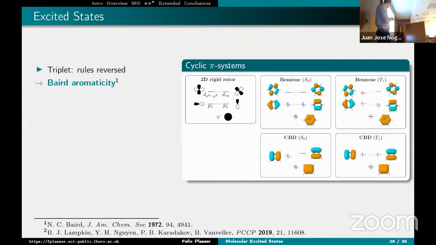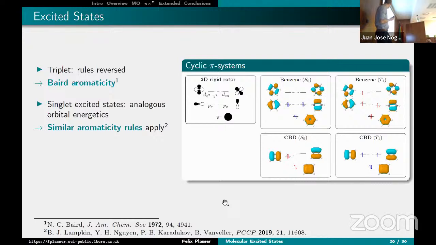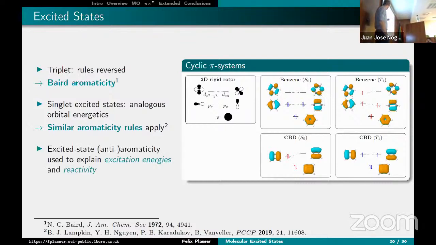So that counts for triplets originally, that's Baird aromaticity, but the same rules also apply for singlet excited states. Because ultimately, aromaticity is a statement about orbital energies, and the singlets experience the same kind of orbital energies. So we can use this language for singlet and triplet states. And if you read the literature, excited state aromaticity and anti-aromaticity can be used to understand excitation energies and reactivity. For example, benzene is kind of a paradigmatic case. You can understand benzene photochemistry in the sense that it wants to get rid of its excited state aromaticity.